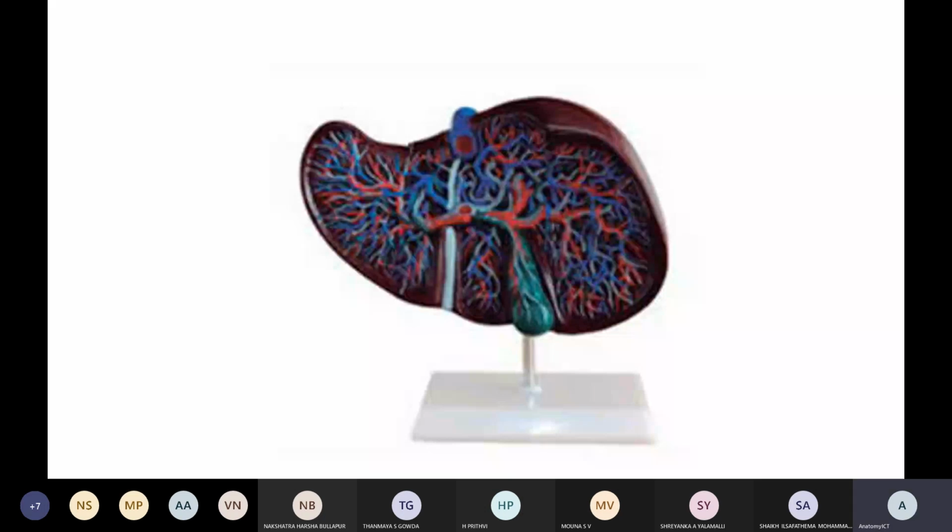As far as nerve supply of the liver is concerned, the parasympathetic supply is by the postganglionic fibers of the vagus nerve, no doubt in that.